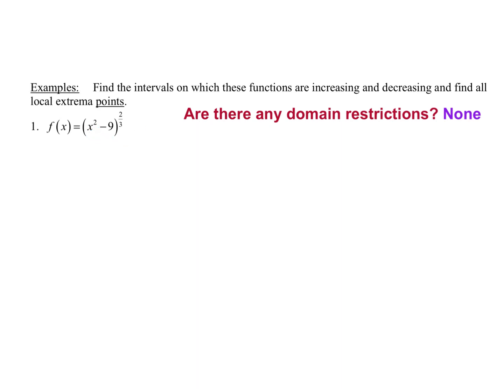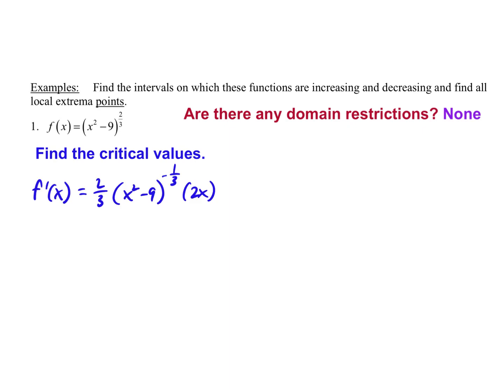But that is something that will happen as you work through your problems: if you neglect to ask that question right off the bat, you may think that you have a critical number, and it's really not a critical number. You shouldn't be including it because it's not on the graph at all. All right? All right, so that's our first move. Then, of course, we need to find critical values, and that means I need to take the derivative.